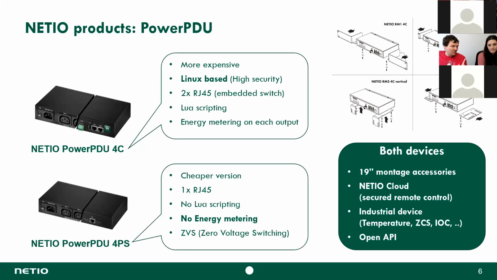For example, we have one more application: if you connect the switch to the serial input, to this green connector on the Power PDU 4C, you can by one switch off 100 outputs very quickly. So one network operation center can simply switch off all the screens if necessary. So that was a special case. Okay, so that's Power PDU.